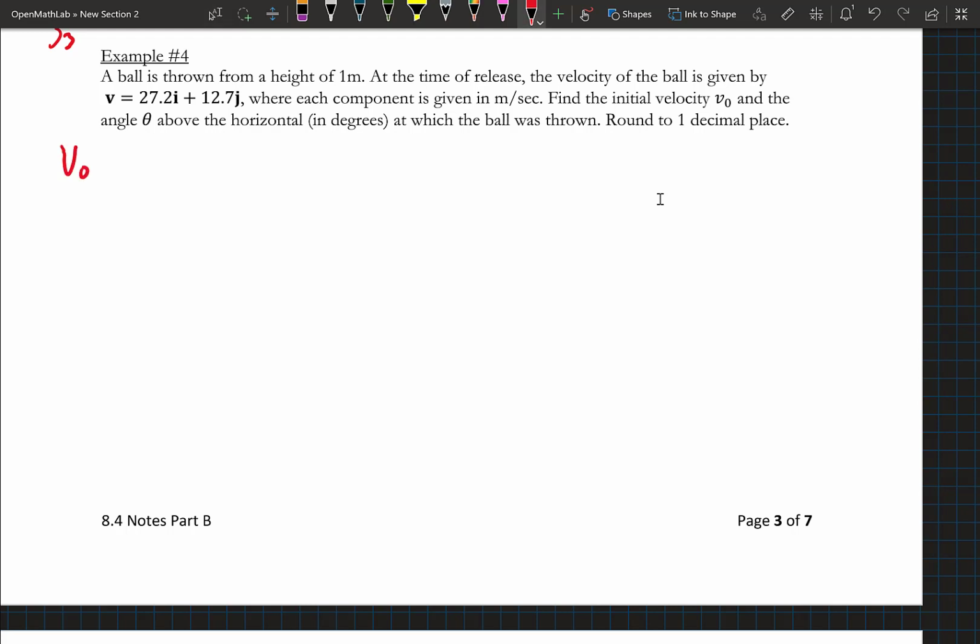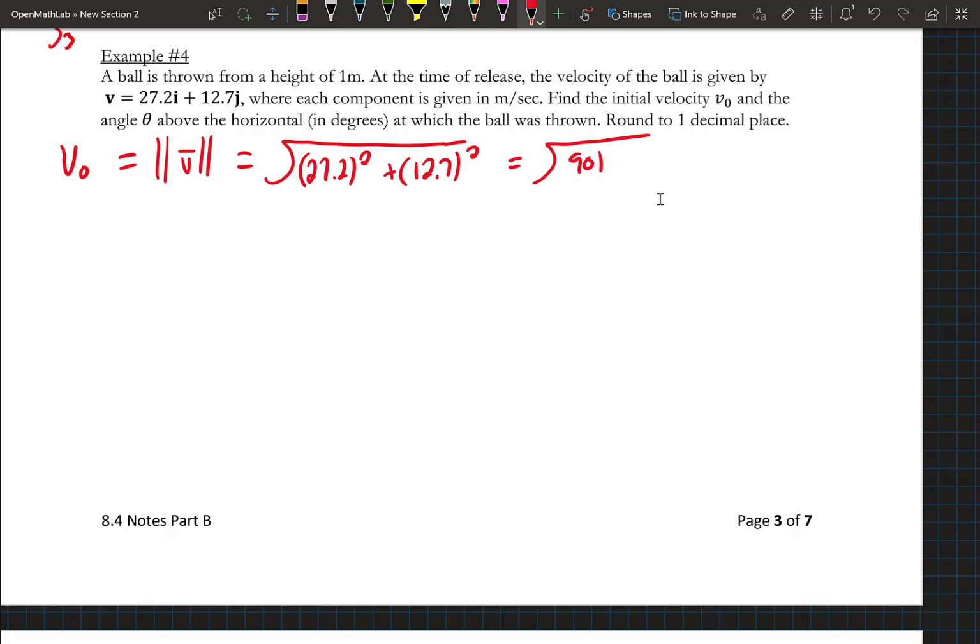So it turns out the initial velocity is going to be equal to the magnitude of vector v. So this would be equal to the square root of 27.2 squared plus 12.7 squared, and this equals the square root of 901.13, which is approximately 30.0 meters per second, if we round to 1 decimal place.